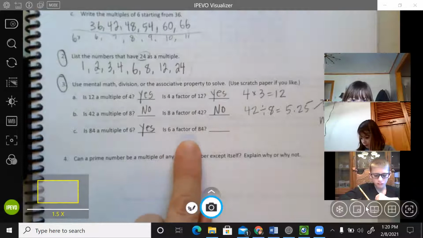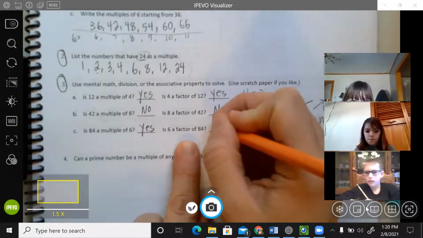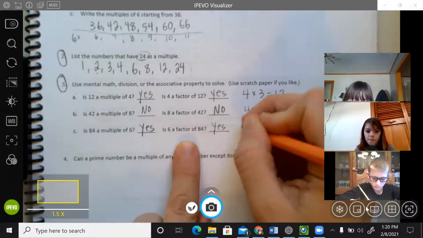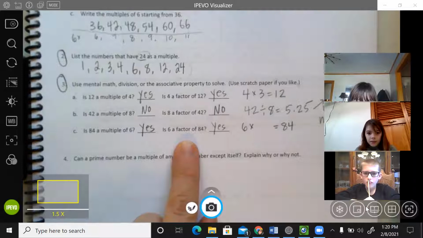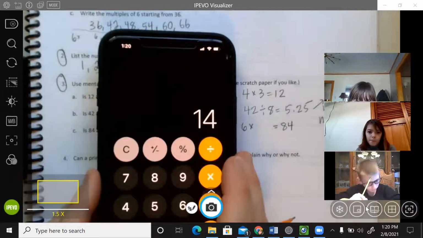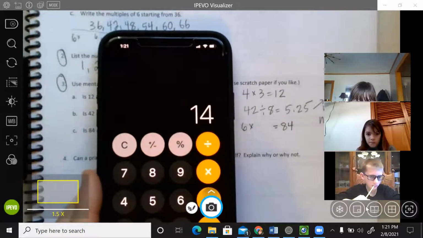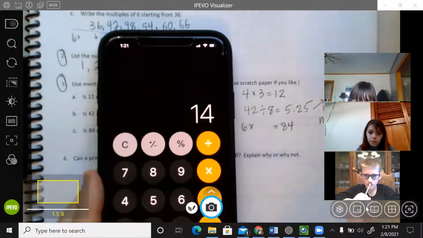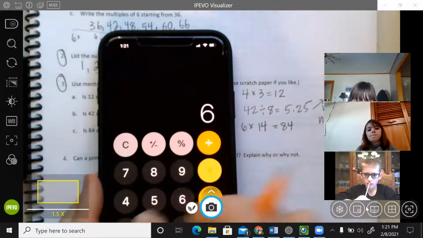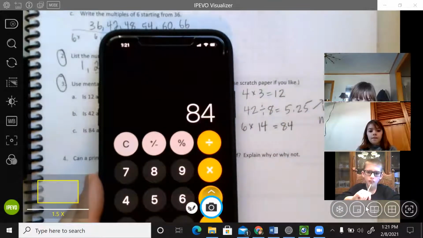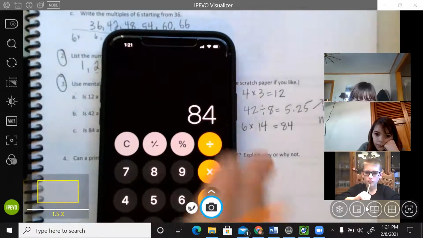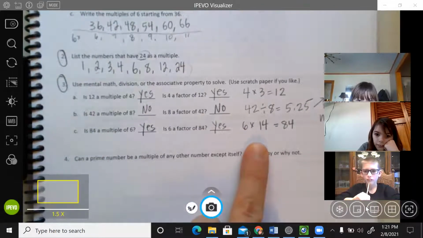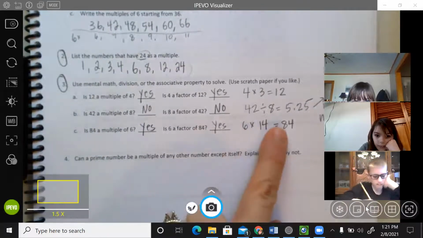So Cooper, is 6 a factor of 84? Yes. So Cooper, 6 times what gives us 84? 14. We'll double check. 6 times 14. Yeah, that's a high one. I don't know, even my 12s sometimes are tough for me. So I would definitely be using my calculator for that. So there's our proof right there. 6 and 14 are factors of 84.